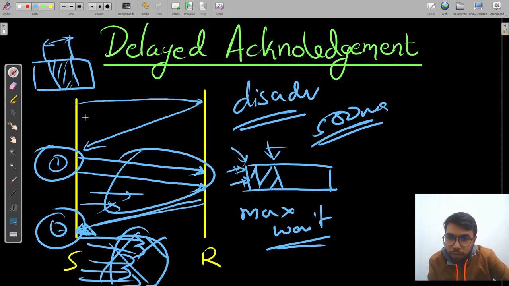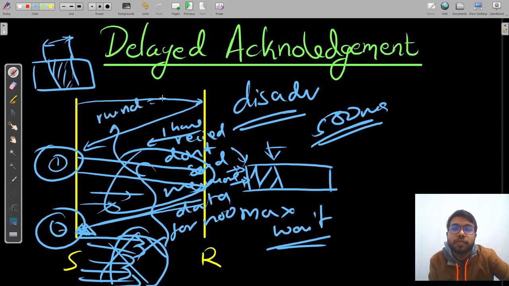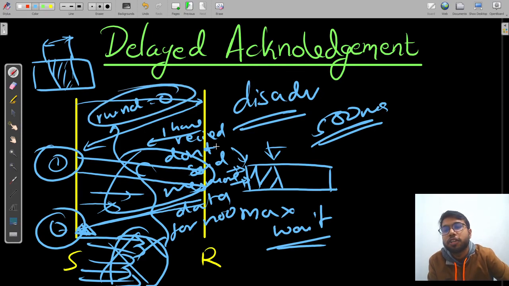What I would be doing otherwise is saying I have received, don't send me more data for now. The way to do this is you set your receiving window to 0, and that means I cannot receive any more. That is how you say don't send me any more, and you give an acknowledgement for what you have received. You don't want to do that. What's the point of acknowledging when I can't even receive more data?